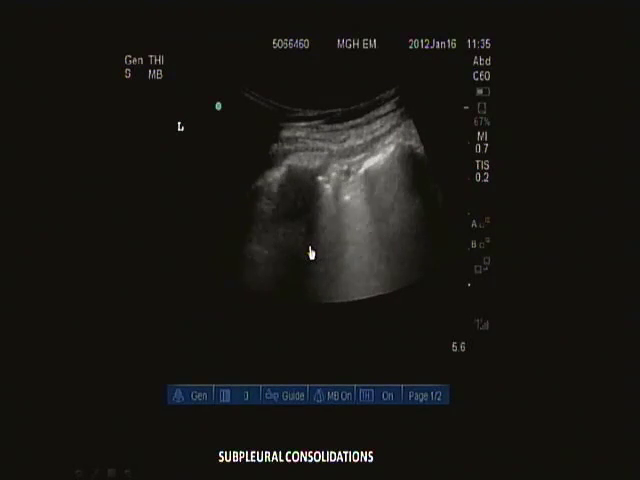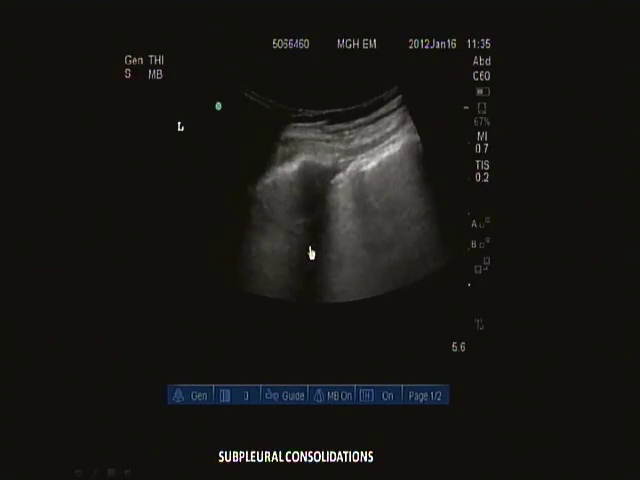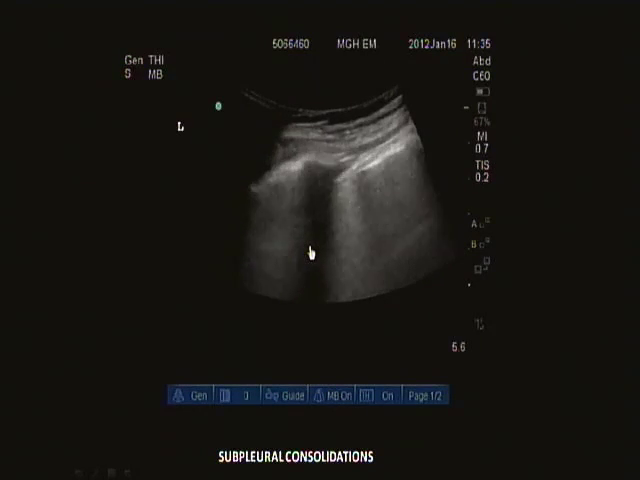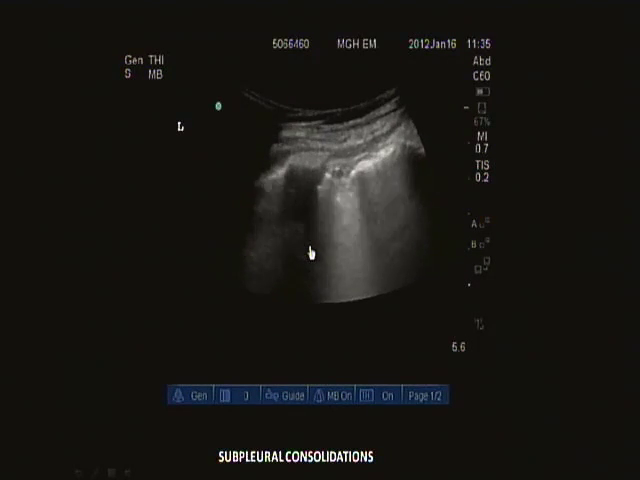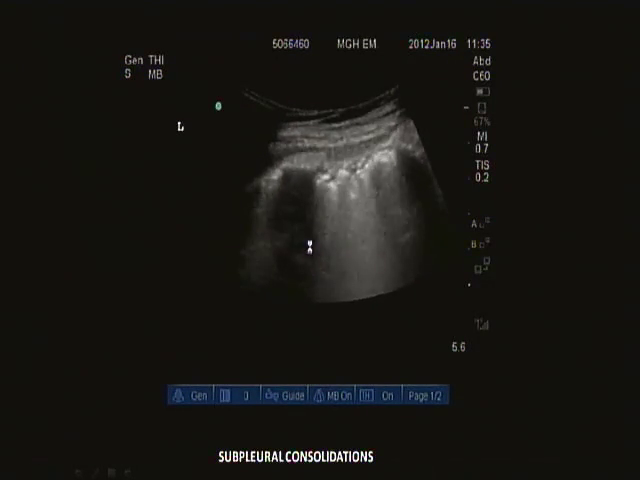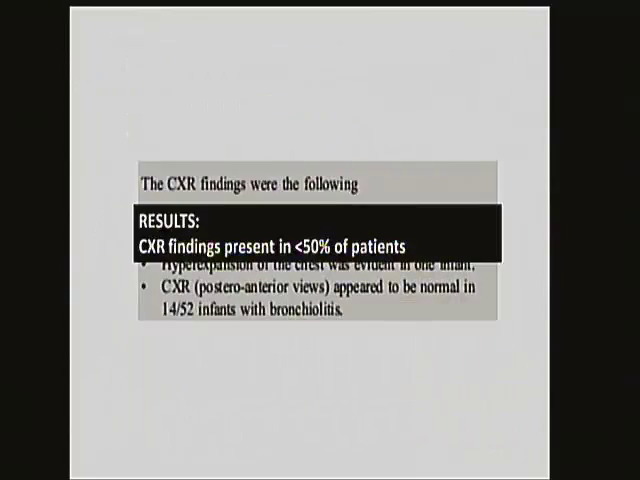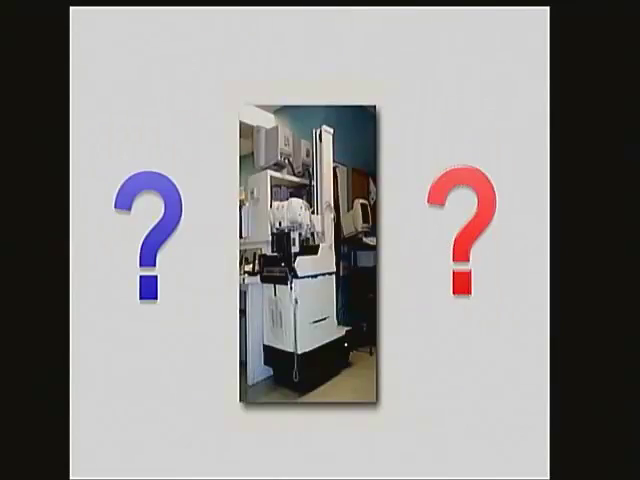Pleural line abnormalities just mean it's kind of lumpy, bumpy. When you start to see the black fluid below it, that's a subpleural consolidation. And it's a spectrum. It's not either or. It gets worse and worse. Okay. So that's bronchiolitis, which I think is kind of interesting.